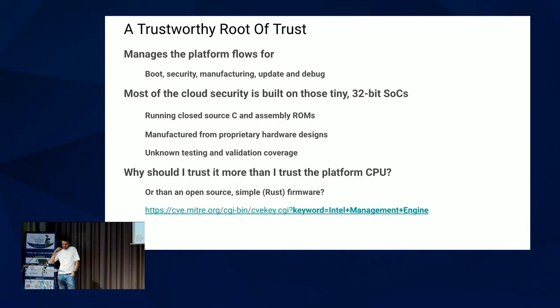And one may wonder, why should I trust this root of trust more than a well-written piece of firmware running directly loaded in RAM when you boot? And to that point, if you go to this link here, Intel Management Engine, and look at the known CVEs for the Management Engine, which is the Intel root of trust, you're going to be scared. If you understand what a CVE for a management engine means, you're going to be scared, because if there's a severe CVE reported, entire parts of the cloud are compromised or can be compromised. So yeah, it's a real situation.